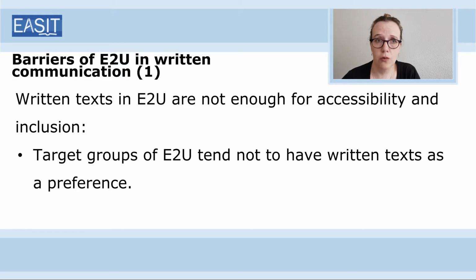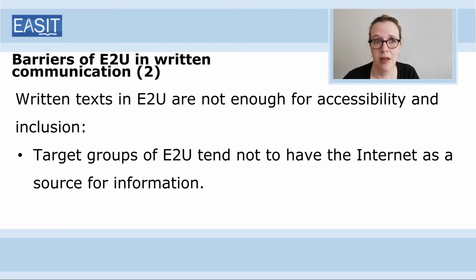Actually, the target groups of easy to understand language tend not to have written texts as a preference. And a disproportional part of the easy language target groups is among the offliners and do not prefer the internet as a source for information seeking.